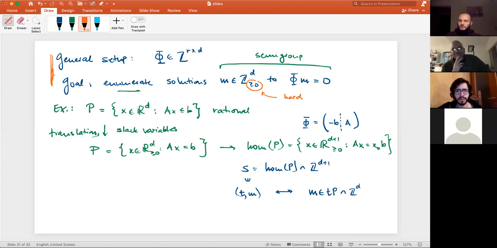I'm a little confused by that greater than or equal to 0. Is this the usual toric setting, or am I missing something? Is something different? So the toric setting really comes from a polytope. So what I'm doing here is, in some sense, more general.